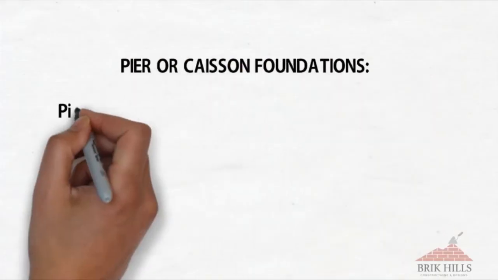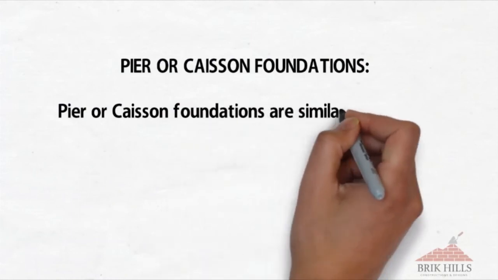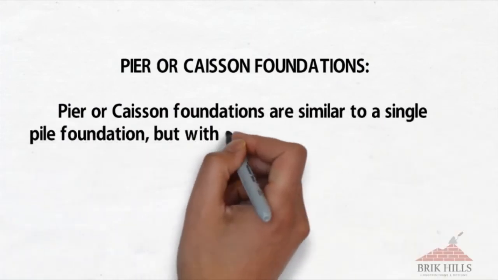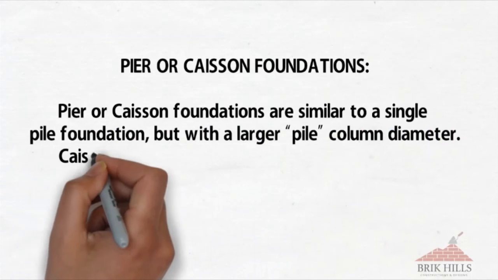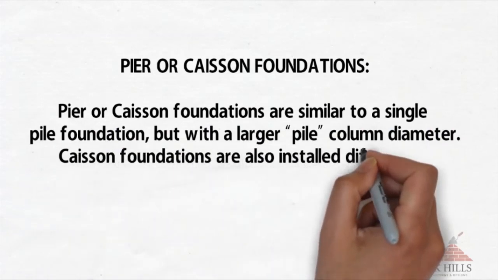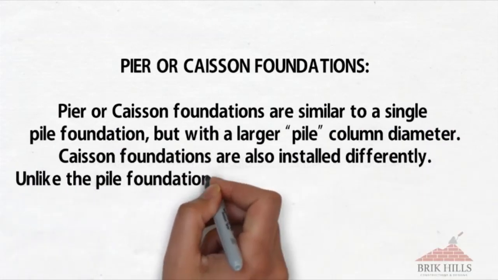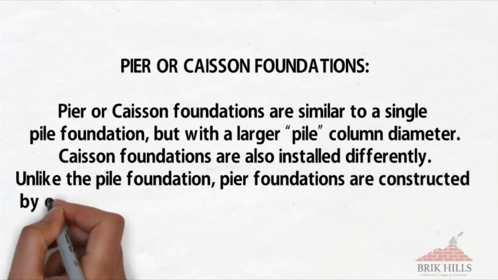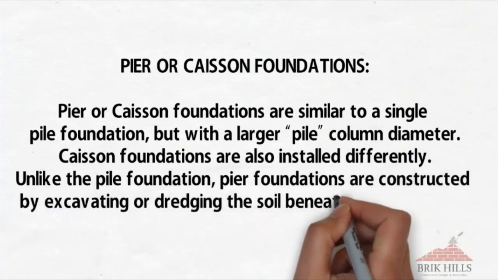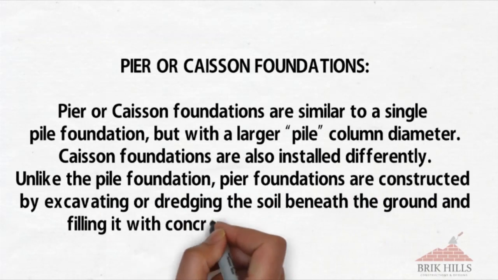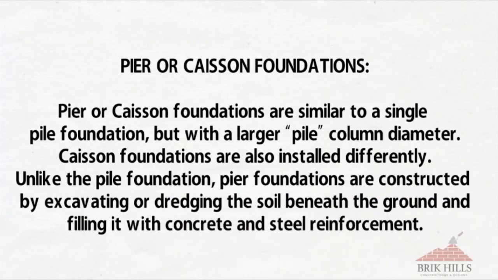And then the last type is pier or caisson foundation. This is also similar to a single pile foundation, but the diameter of the pile column is much bigger than in a pile foundation. Caisson foundations are also installed differently. Unlike the pile foundation, the pier foundation is constructed by excavating and dredging the soil beneath the ground and filling it with concrete and steel reinforcement.